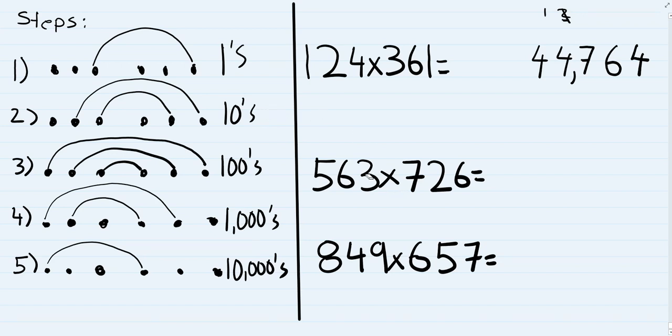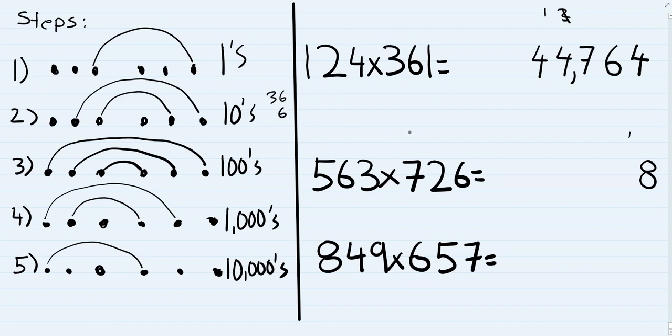So great. 3 times 6 is 18. So I'm going to say 8. And I have to carry the 1. Okay, so I'm going to keep track of it like that. Step 2 involves 2 partial products. So I have 6 times 6 and 3 times 2. So 6 times 6 is 36, right? And then I have 3 times 2 is 6.